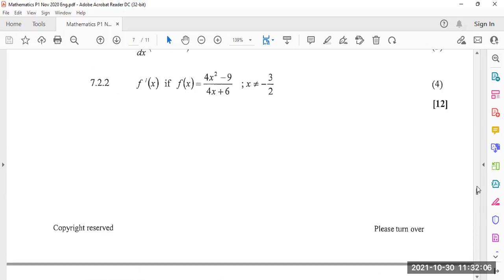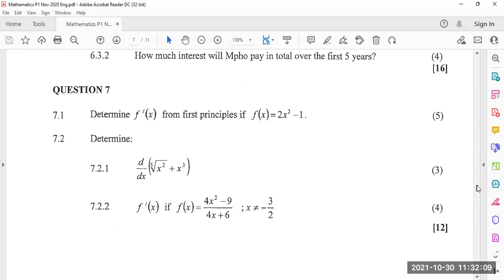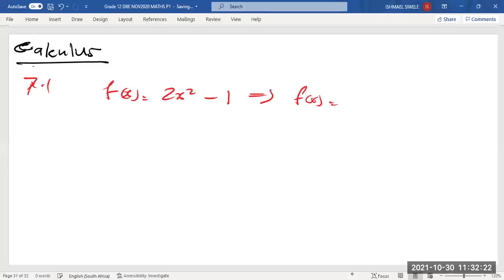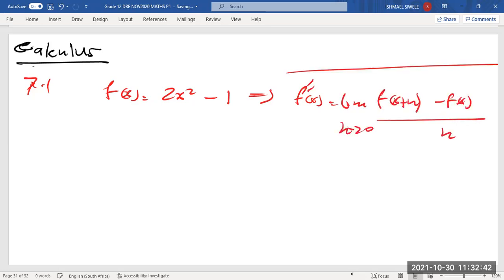Okay, so this is a straightforward question. So how will we go about it? So again, we have seen that f prime of x is equal to the limit of f of x plus h minus f of x over h as h approaches 0. So this is what the formula says on the formula sheet.